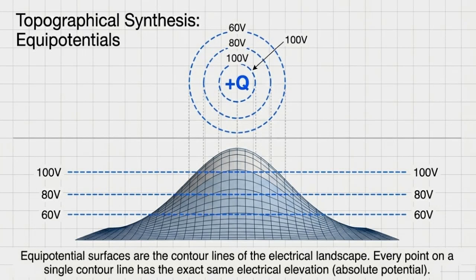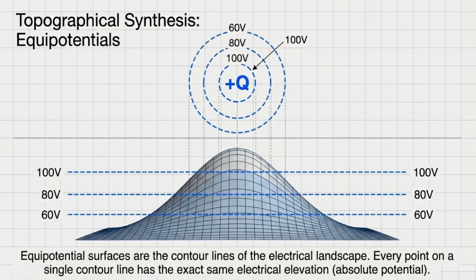Moving forward, let's explore the concept of equipotentials in the context of electrical fields. Think of equipotential surfaces as contour lines on a topographic map, but instead of representing elevation in geography, they represent points of equal electrical potential. Each contour line indicates a specific voltage, so every point along that line shares the same electrical height. In this visualization, you can see how these lines form concentric circles around a positive charge, with the voltage values decreasing as you move further away.